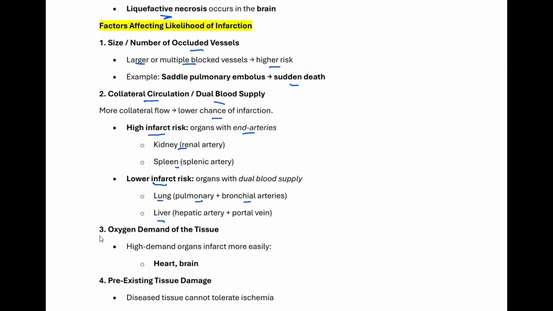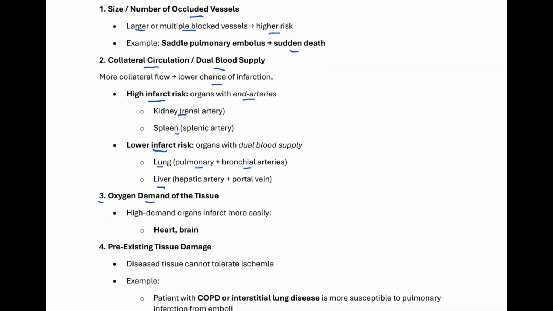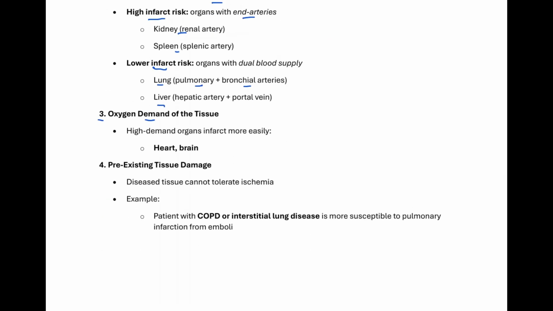Very good. Moving on, the next factor is oxygen demand of the tissue. If the tissue has a very high oxygen demand, that increases the likelihood of infarction to occur. And these tissues include the heart and the brain, right? Remember, the heart is constantly pumping and the brain is constantly working, right? And the next one is pre-existing tissue damage.